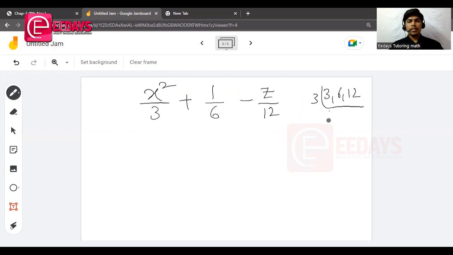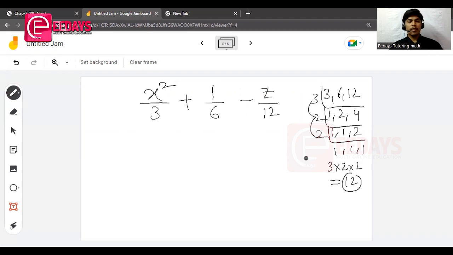3, 6, 12. 3 1s are 3, 3 2s are 6, and 3 4s are 12. Now try with 2. 1, 2. Now 2, 1, 1, 1. Okay, you should equate to 1 here. Now 3 into 2, 2 into 3. 3 into 2, 2 into 2. So we'll get 3 4s are 12, 2 2s are 4, 4 3s are 12. Now 12 is the LCM.